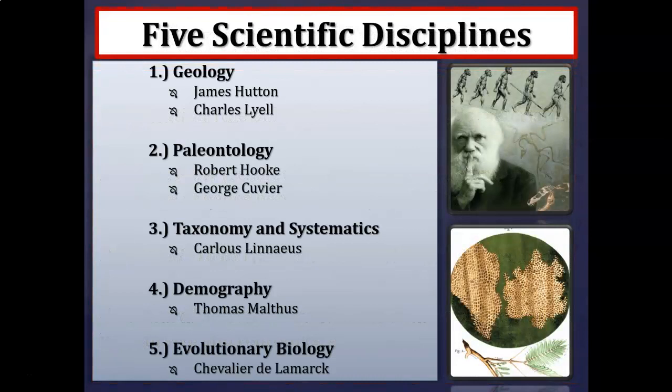All right, so the next few slides are going to talk about the disciplines. There's 5 scientific disciplines that influenced Charles Darwin in developing his theory of evolution via natural selection. So this slide just lists the disciplines and then we'll talk about them in more detail. So the 5 disciplines are geology, paleontology, taxonomy and systematics, demography, and evolutionary biology.